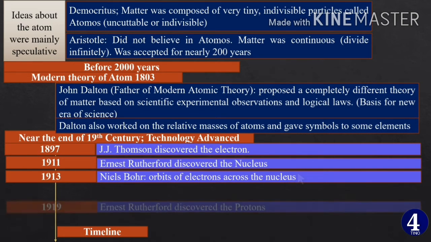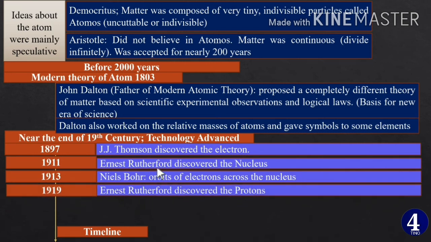The next discovery was by Ernest Rutherford, who discovered the nucleus. Then in 1919, by just modifying J.J. Thomson's cathode ray tubes again, he was able to discover the existence of protons, which are positively charged. Who discovered them? Ernest Rutherford. When? In 1919, using a modified J.J. Thomson cathode ray tube. All right, so now we know that the nucleus is made up of protons.